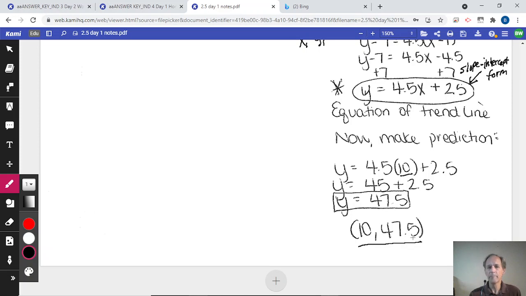Okay, so that's a little example, a little look at linear modeling. We'll look at another example tomorrow. That's all for now.